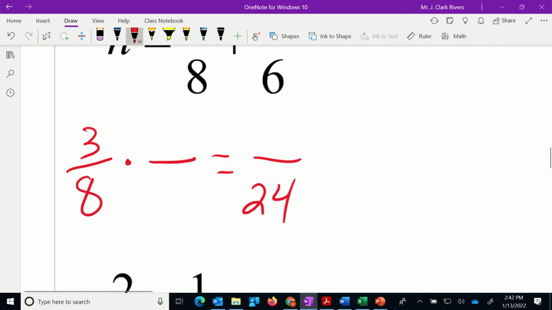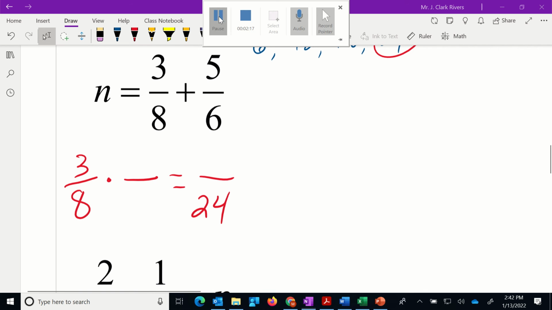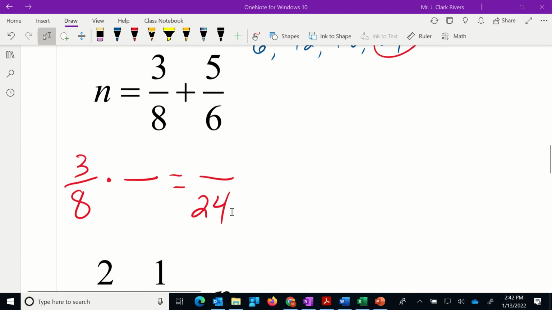So everybody jot that down. 3/8, we're going to convert this so that our denominator becomes 24. So what do we have to multiply 8 by to get 24? Avery? 3, right? So we're going to put a 3 in the denominator. What do I have to put in the numerator here? 3. Also a 3. So 3 times 3 is 9. That becomes 9/24. Same thing for 5/6, right?